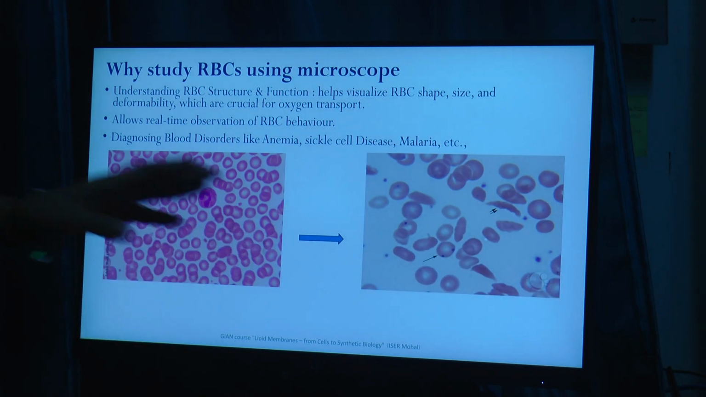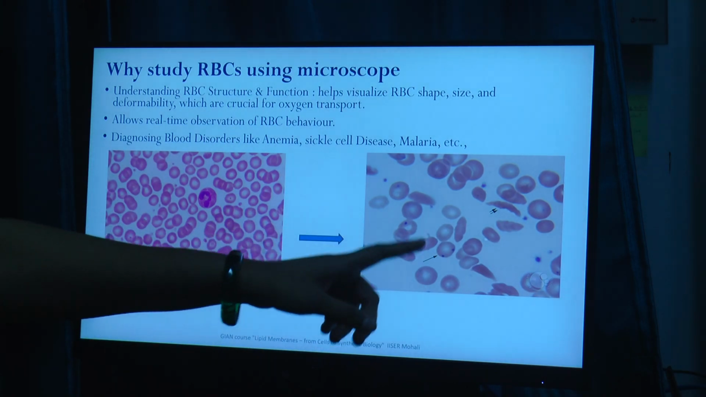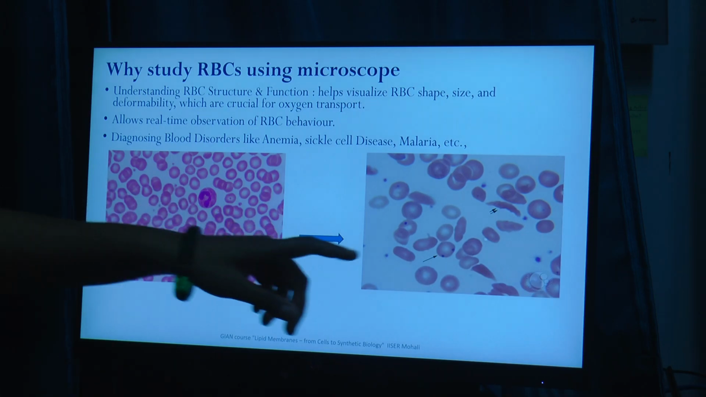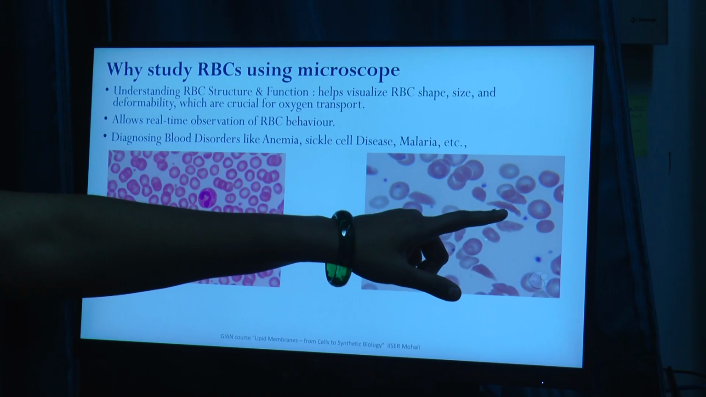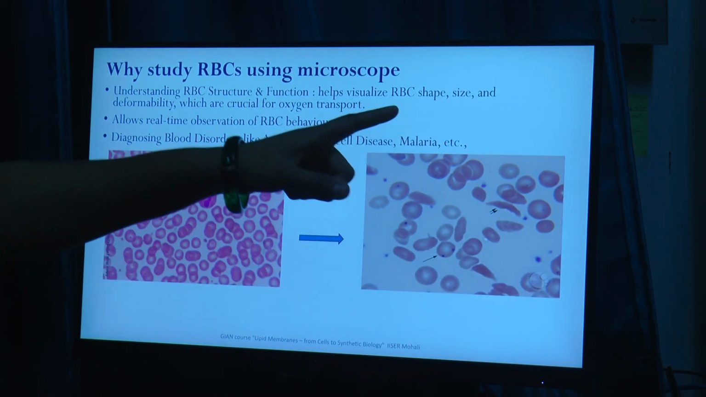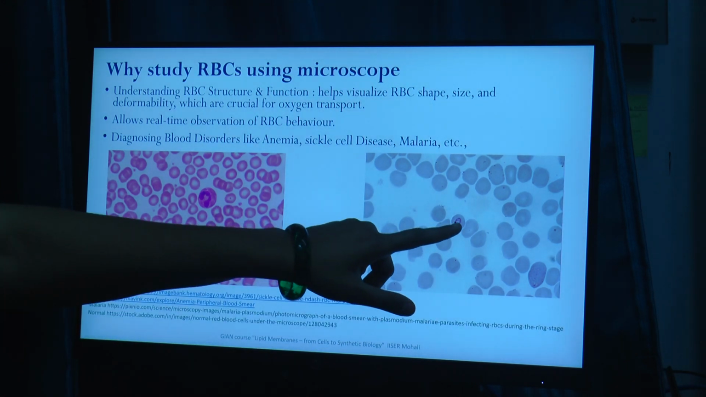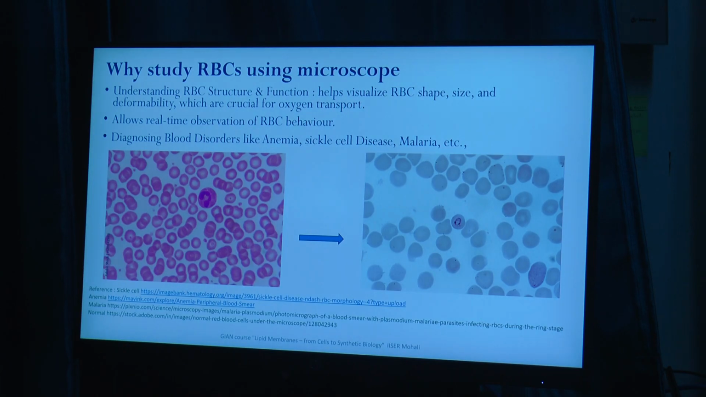Another example is sickle cell disease. Instead of the discocyte shape which we usually see for red blood cells, biconcave discs, when a person has sickle cell disease their red blood cells form these crescent shapes which you can see here. And this is for malaria, where you can see that the cells affected by the malarial parasite show a ring in the center.